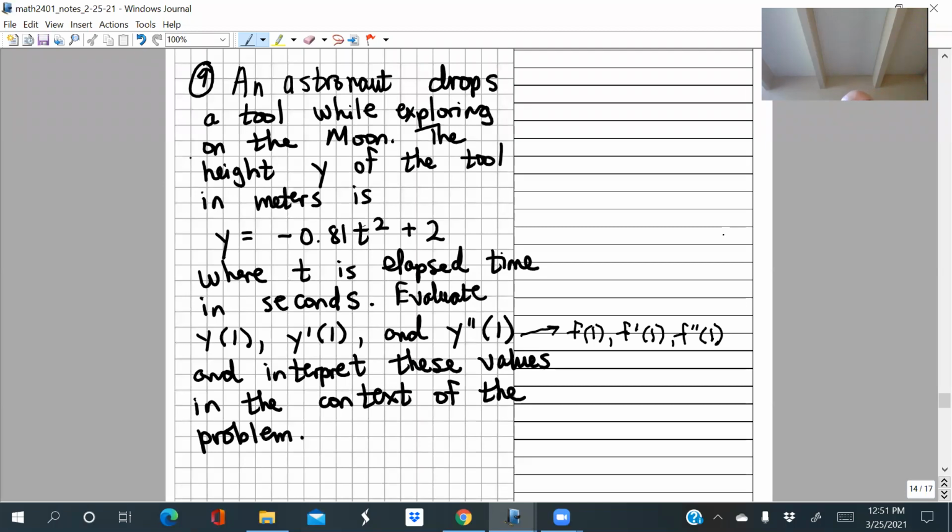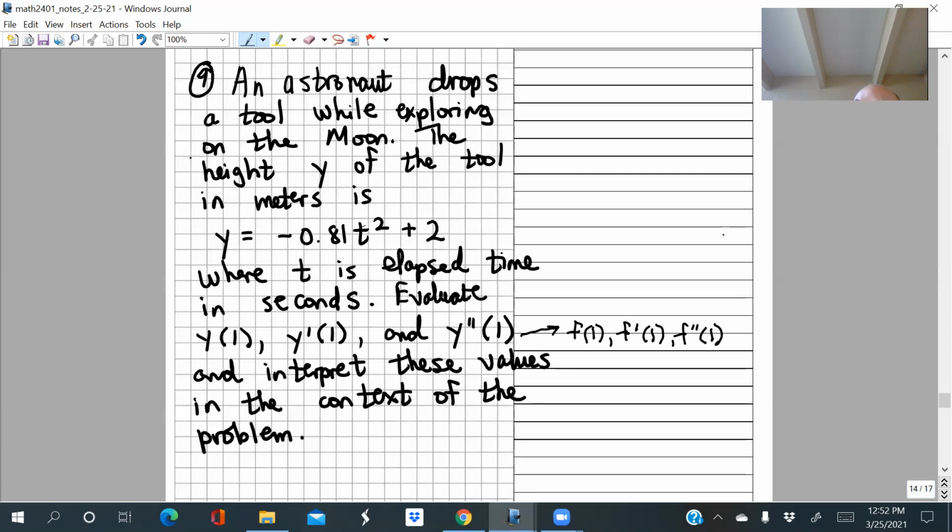This one says an astronaut, so this is our famous falling object problem again. But now the astronaut is dropping a tool on the moon, okay? And maybe this will be relevant soon because there are plans now to send people back to the moon. That hasn't happened since the 1970s, but they're gearing up now to do that in the near future. I don't know, not within the next year or something, but in the near future.